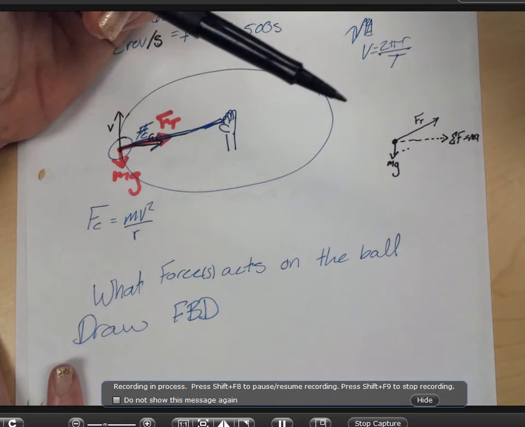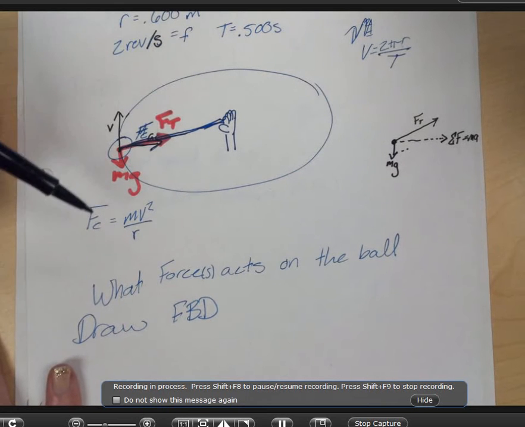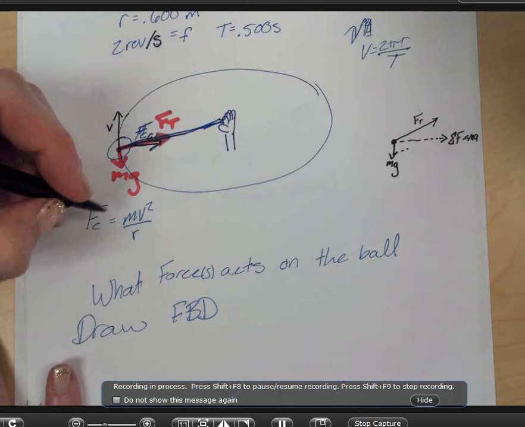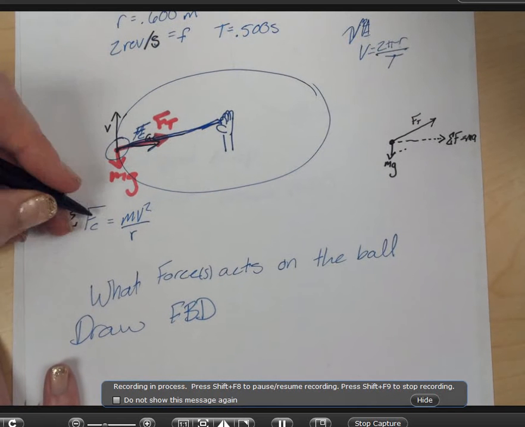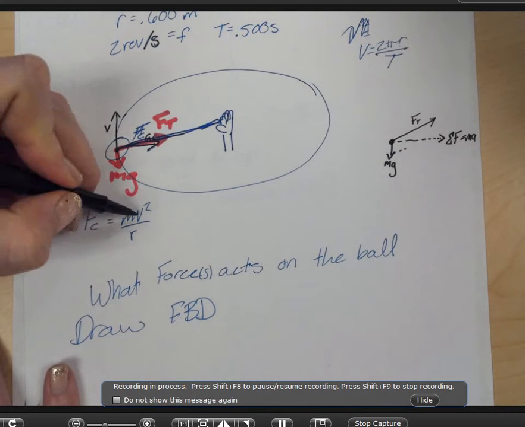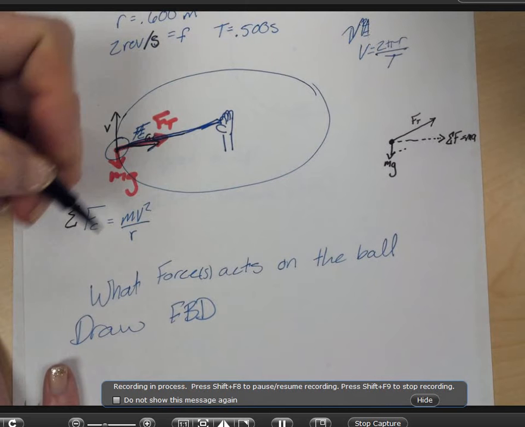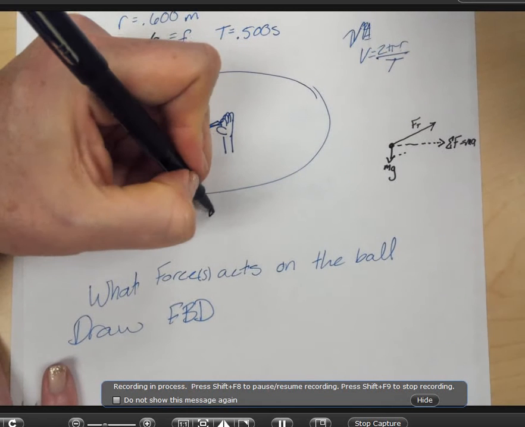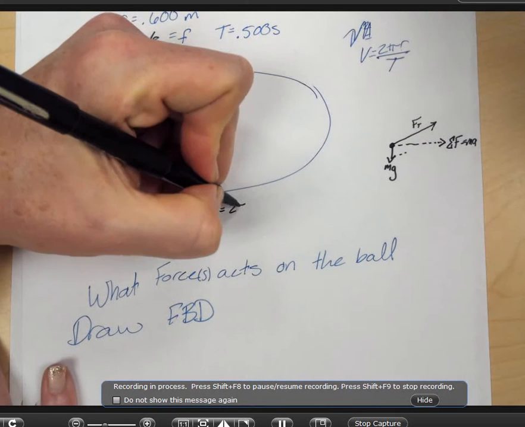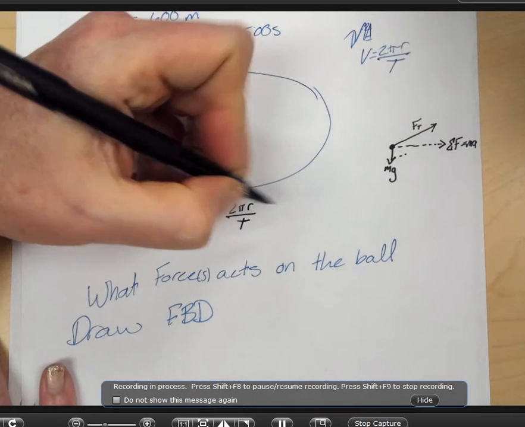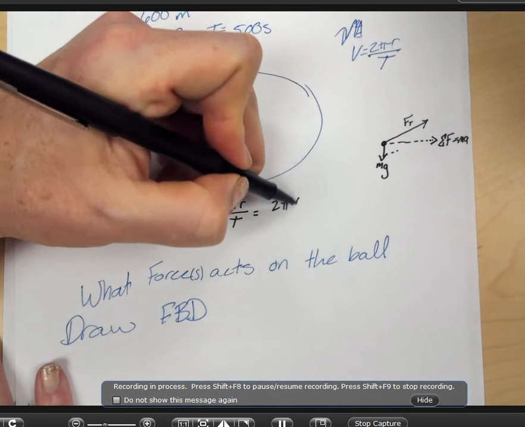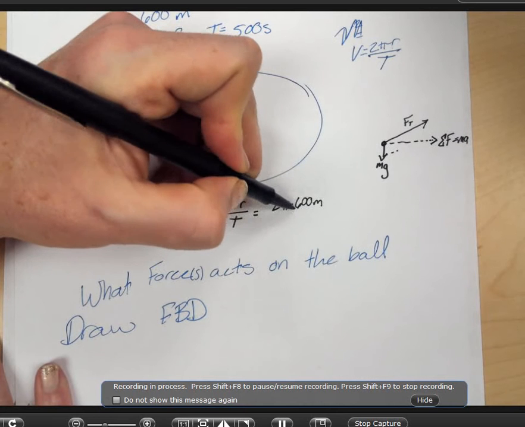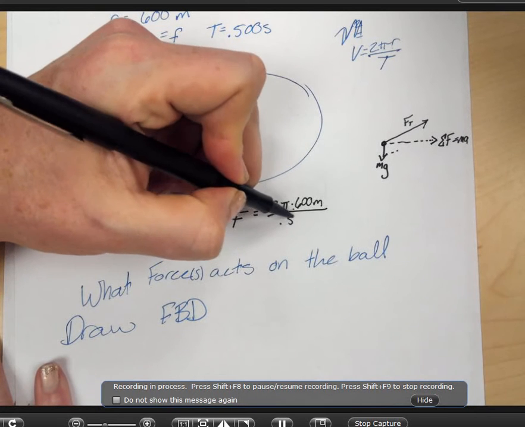So what we're going to do is say, well, we know that since the ball is traveling in a circle, the net force that the ball experiences that causes that acceleration is a centripetal force, and it will equal mv squared over r. For this ball, v is going to equal the circumference, 2 pi r over t. So that's an easy solution. It's going to be 2 pi times 0.600 meters divided by 0.500 seconds.